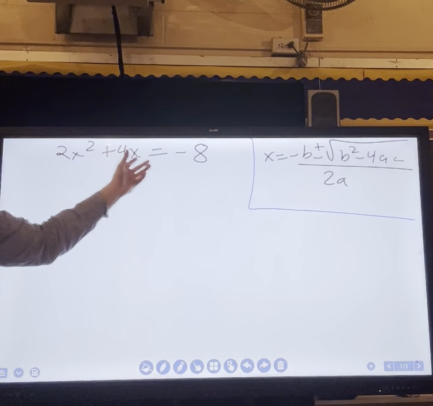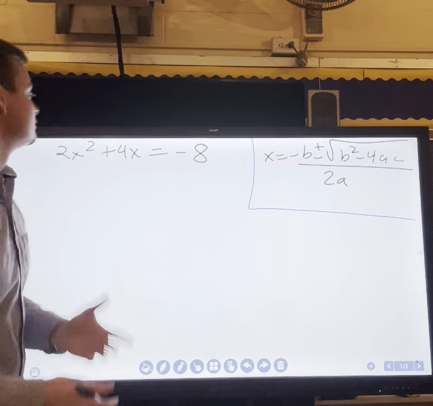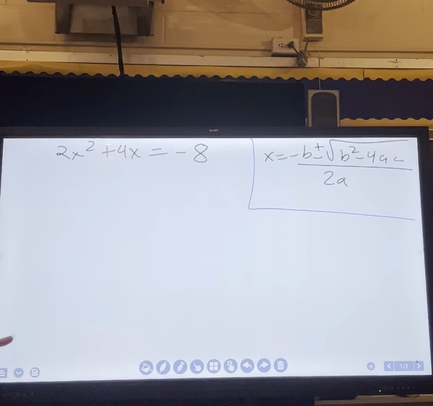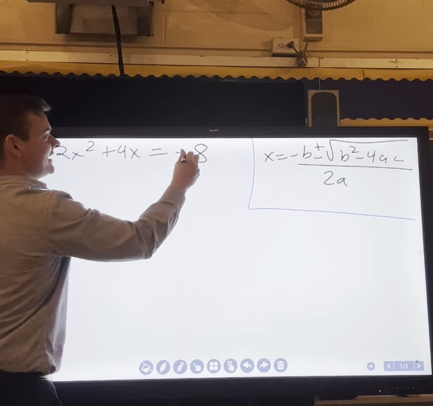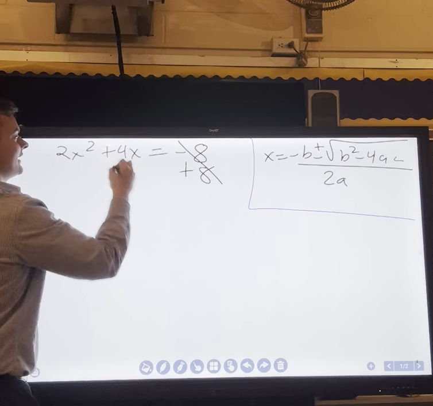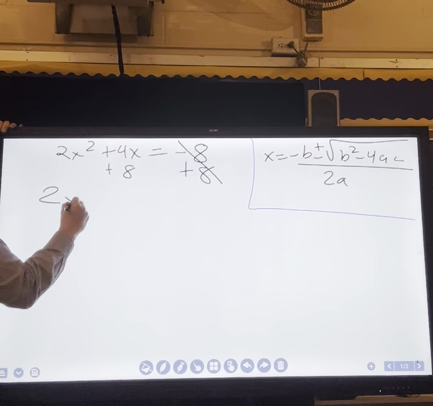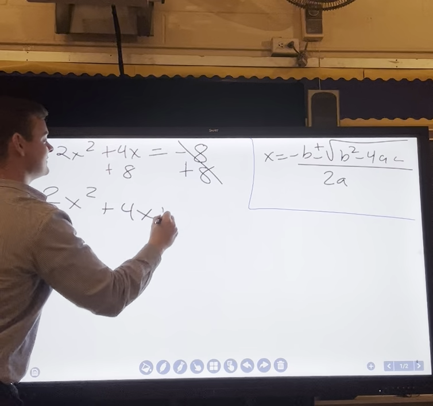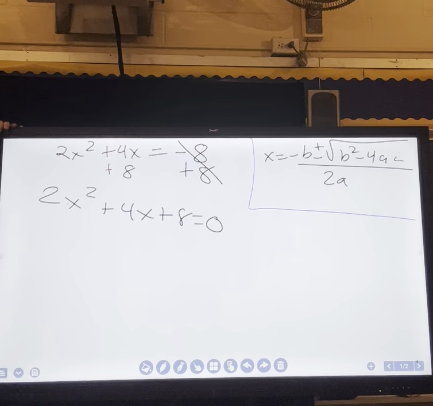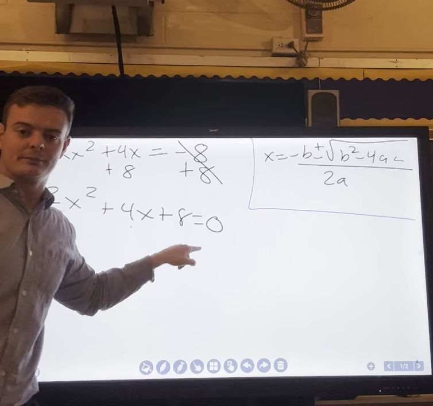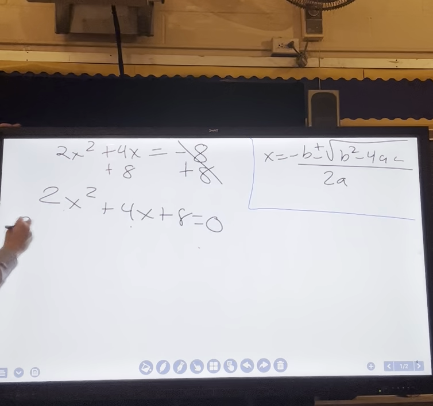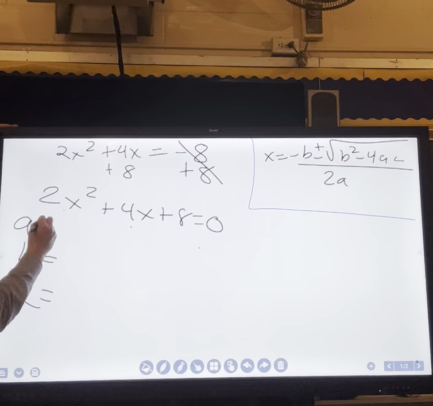My numbers are not all on the same side of the equation, so I have to move them before I do A, B, and C. To move over negative 8, I add 8. Add 8. Now, I write that 8 at the end of my equation. That way, it's x squared, x term, number. That way, it makes my A, my B, and my C the easiest.